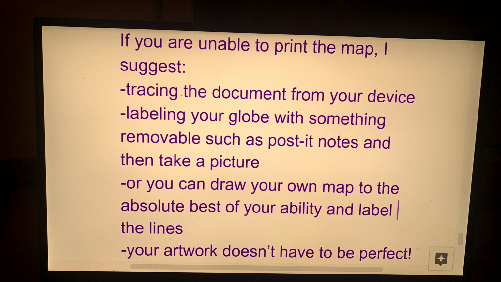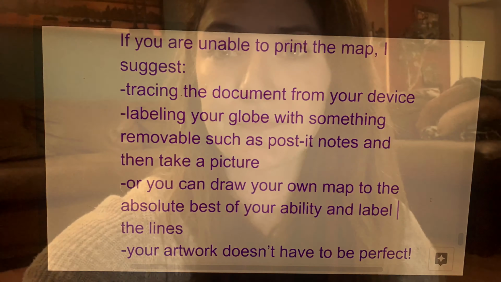Or you can draw your own map to the absolute best of your ability and label the lines. Your artwork does not have to be perfect. Remember that the most important takeaway is that you understand where the lines are on a map or globe and understand why they're important. Bon voyage!